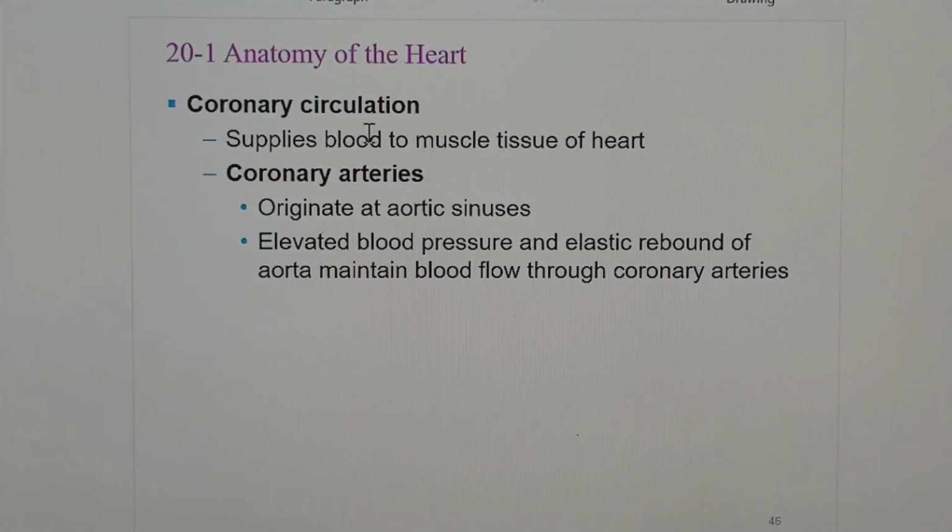Coronary circulation supplies blood to the muscle tissue of the heart. We've touched on that a little bit. The coronary arteries originate at aortic sinuses. Elevated blood pressure and elastic rebound of the aorta maintains blood flow through the coronary arteries.